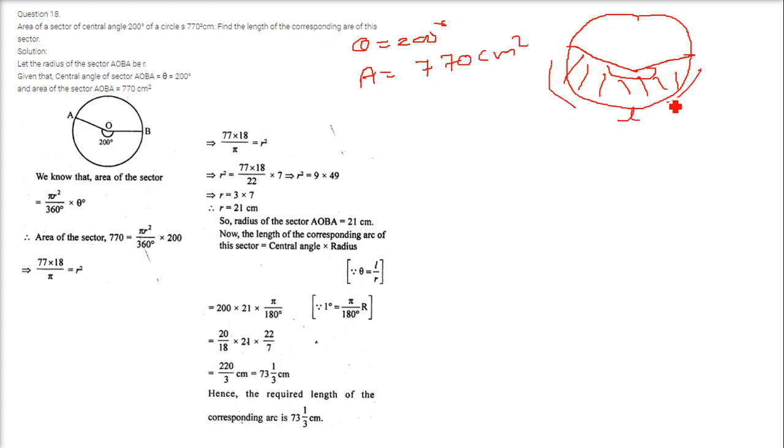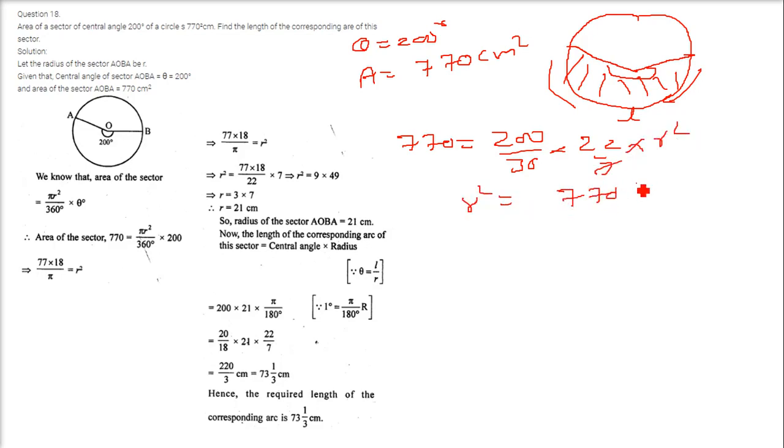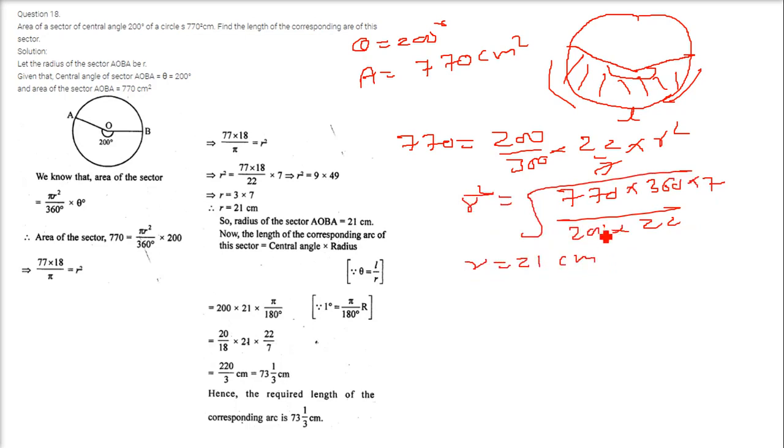So the length of this one we have to find out. Area is known, so first we will find the radius. Area is 770, so 770 will be equal to theta by 360, that is 200 by 360, into pi r square, that is 22 by 7 into r square. So r square will be equal to 770 into 360 into 7 by 200 into 22. We take the square root to find r. R will be equal to 21 centimeter.